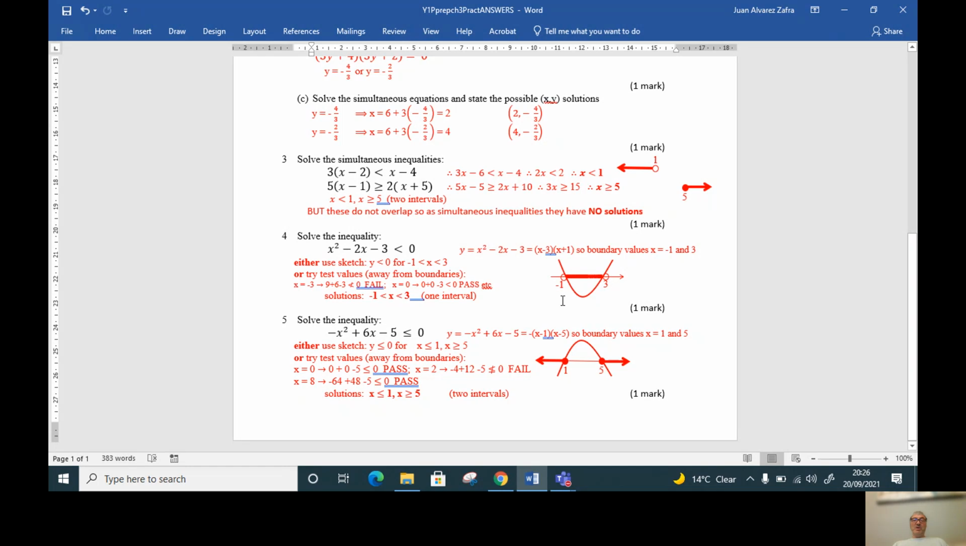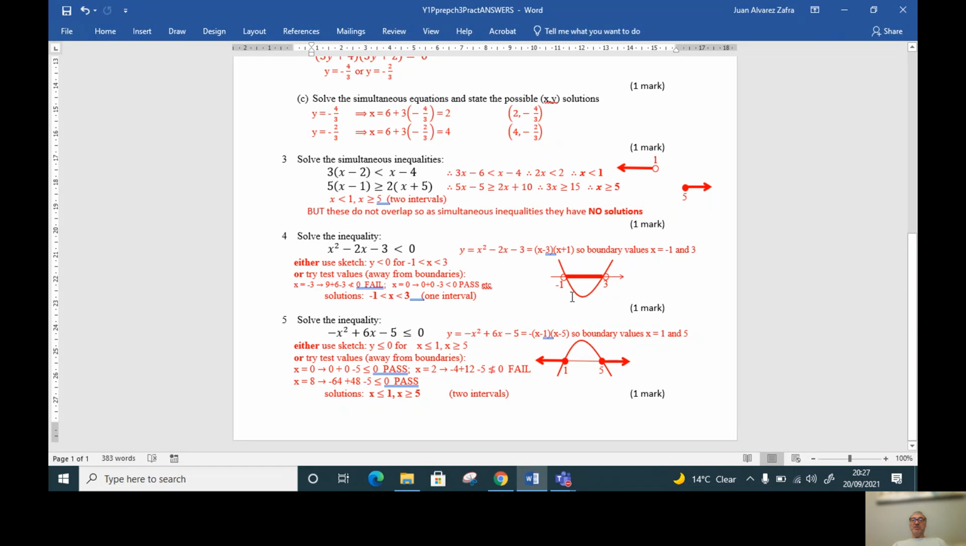And now we want to know, is this inequality true for values of x between -1 and 3 or outside of -1 and 3? And there are two ways of doing it. One is to sketch. So we call the expression that we want to be negative, x squared minus 2x minus 3, want it to be less than 0, we call that y. And by drawing this curve, because we've done drawing quadratics in chapter 2, we know it's going to be smiley and we know it's going to go through -1 and 3.